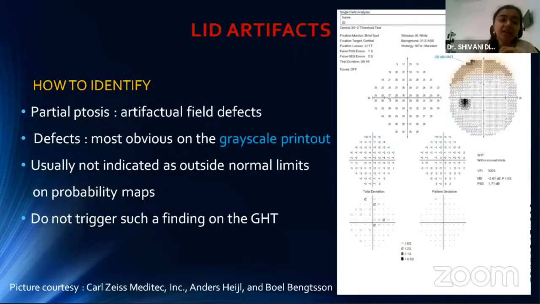Lid artifacts can occur when a partial ptosis goes unrecognized, and these defects are more obvious on the grayscale printout, as you can see in the report on the right side.